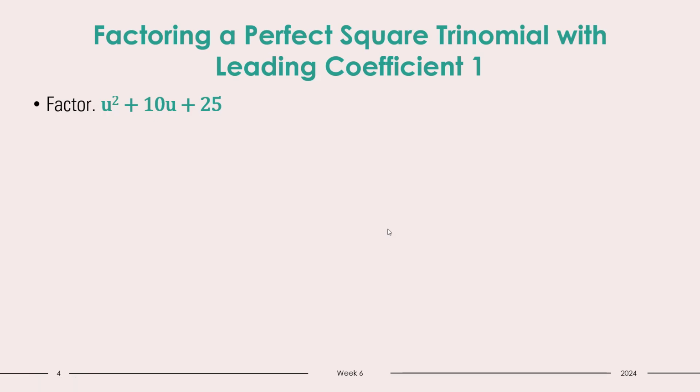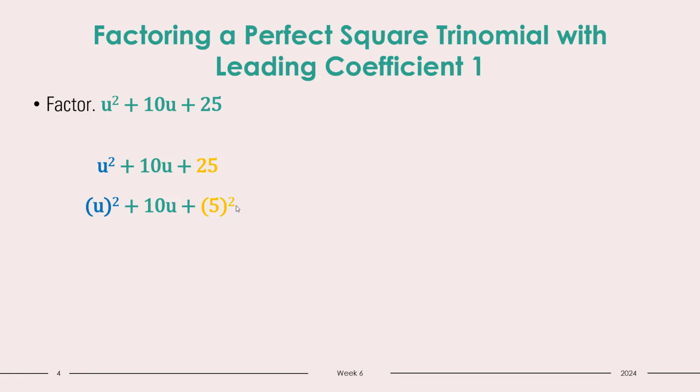We've got u squared plus 10u plus 25. Our leading coefficient is 1. We could use some other strategy, but if we can recognize this perfect square pattern, then it's going to save us a lot of trouble. So what I see is that my first term, u squared, is a perfect square because we've taken u and squared it. And I recognize 25 as a perfect square. It is 5 squared. So we want to think about it that way. This is something squared, and this is something squared. We need to know what the something is, okay?